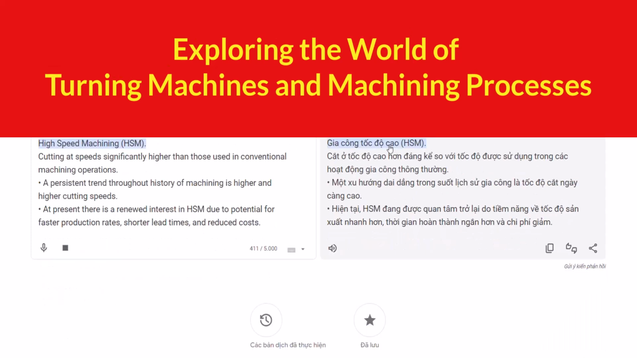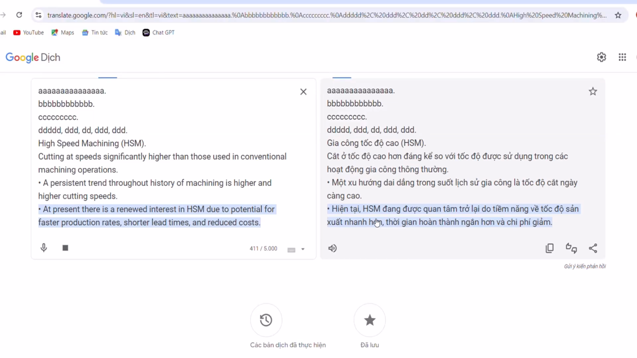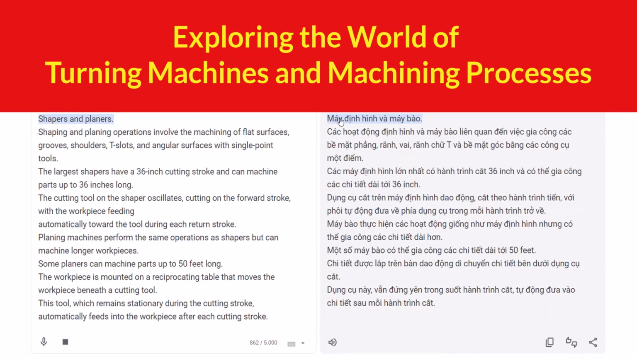High-speed machining, HSM. Cutting at speeds significantly higher than those used in conventional machining operations. A persistent trend throughout history of machining is higher and higher cutting speeds. At present there is a renewed interest in HSM due to potential for faster production rates, shorter lead times, and reduced costs.